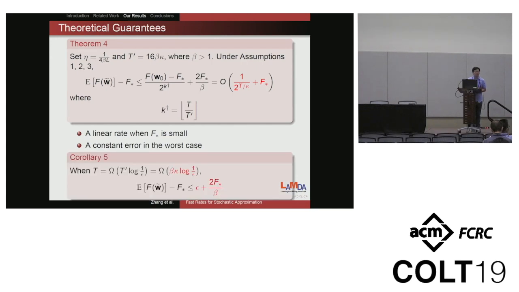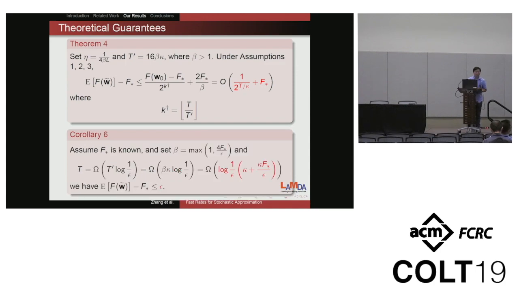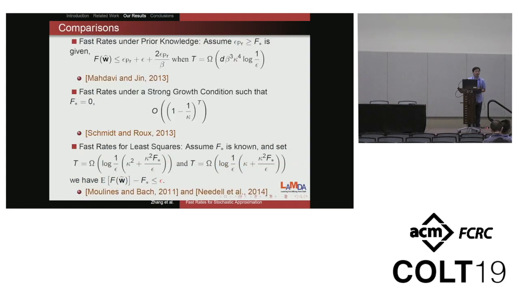We can also have the iteration complexity. If t is on the order of beta times kappa and log 1 over epsilon, we get the X risk on the order of epsilon plus 2 times epsilon over beta. So it has a very nice dependency on epsilon. In the case that epsilon is known, we can show that by setting t on this order, you get the epsilon of the solution. Okay. This is a comparison with the prior results. The conclusion is that our assumption is weaker and our rates are faster.